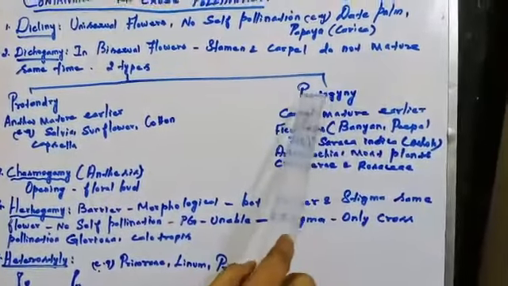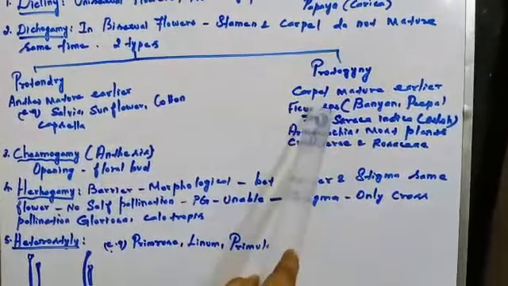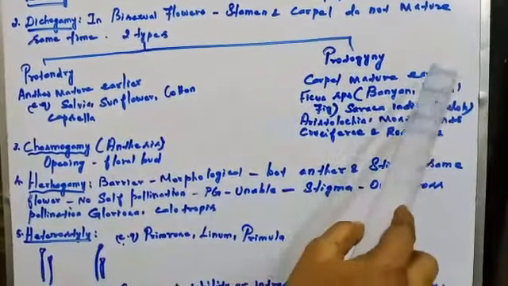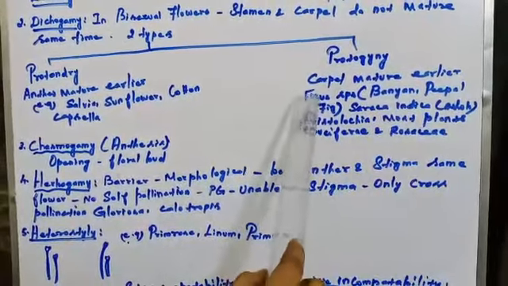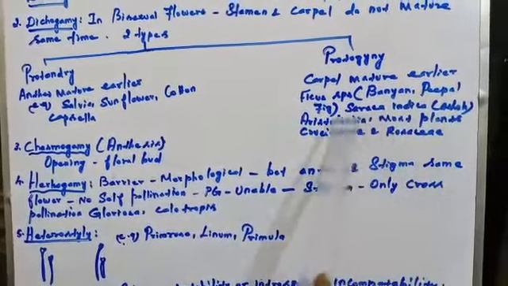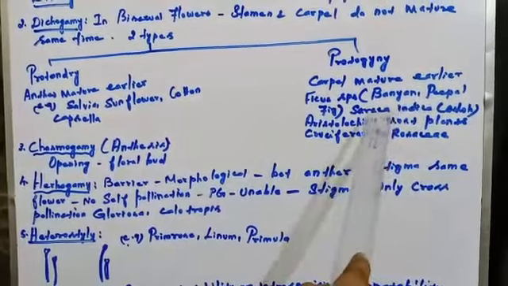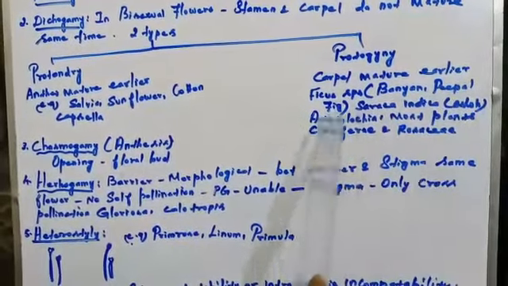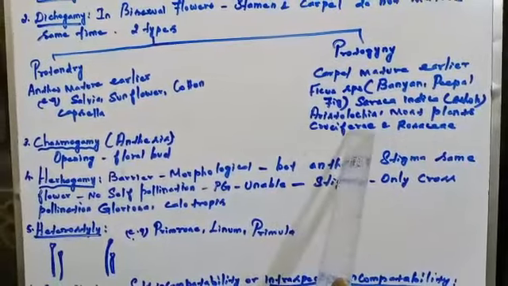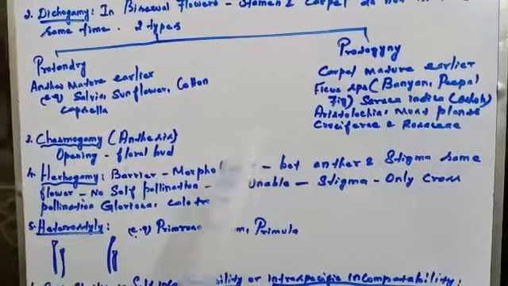The next type is protogyny. Here which one matures earlier? Carpel matures earlier than anther. Example, Ficus species. Ficus species example, banyan, peepal, fig. Then Saraca indica, that is Ashoka, Aristolochia. Then most plants of Cruciferae and Rosaceae family.